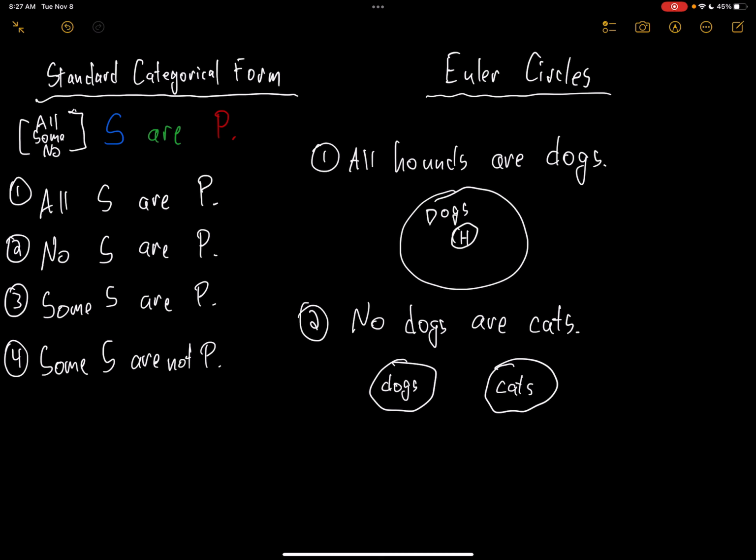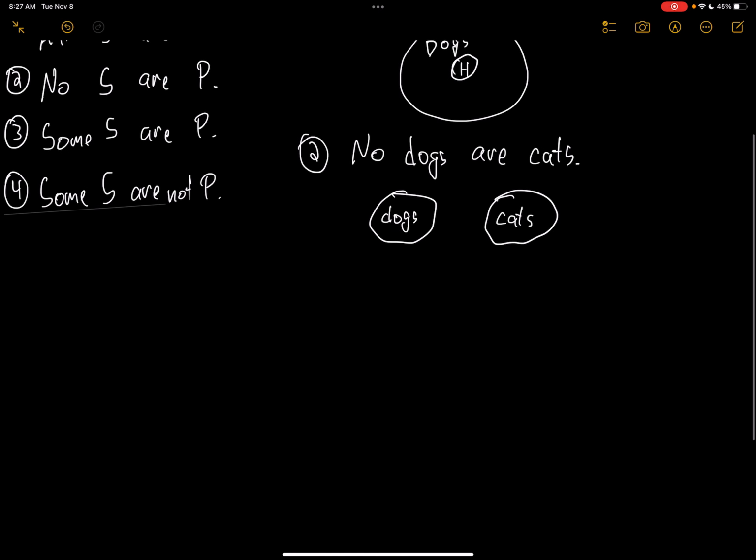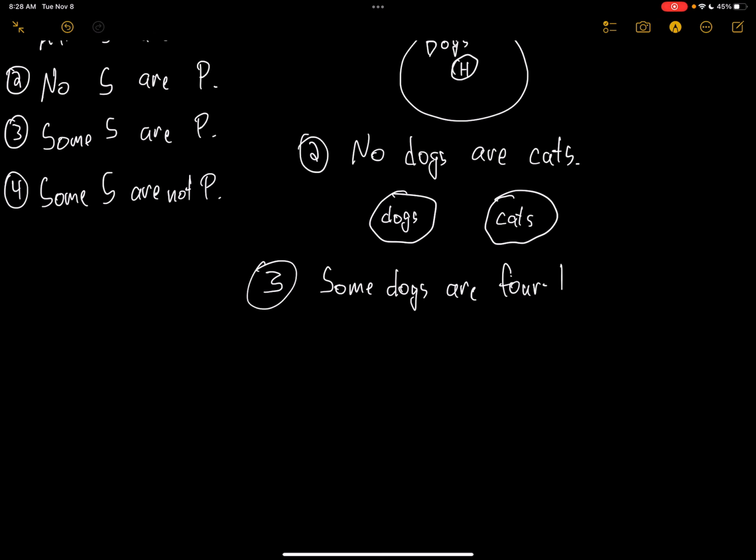These first two are relatively straightforward. Hopefully those are a little simple. But the third and fourth ones can be slightly more tricky. So our third one, if we're going to illustrate this, if we're going to consider this sentence, some dogs are four-legged animals.